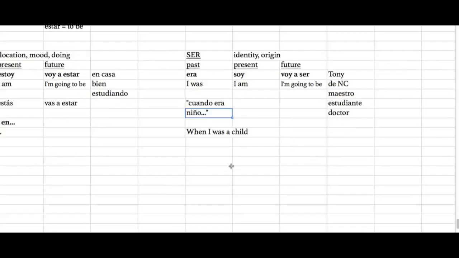Let's get into this. Es means it is. All right. I should put that in the present tense. So, what's the date today? It's actually Saturday today. So, es sábado. It is Saturday. Es sábado.